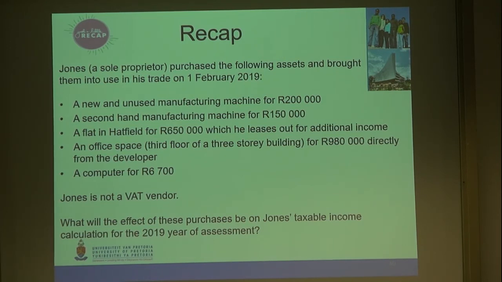All I want to know is what rate are we going to use? 40%. Do we apportion it? No. Okay, so it's going to be a straight 200,000 times 40%. Okay, what about this? He's got a second-hand manufacturing machine for 150. 20%. Do we apportion? No. Okay, good. A flat in Hatfield for 650,000 Rand, which he leases out for additional income.